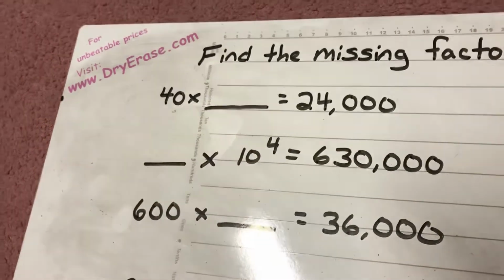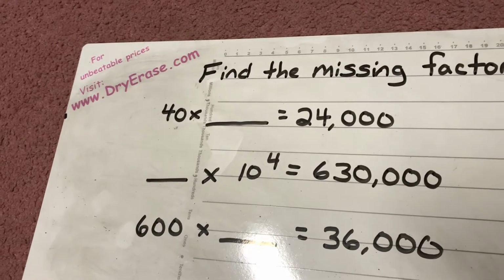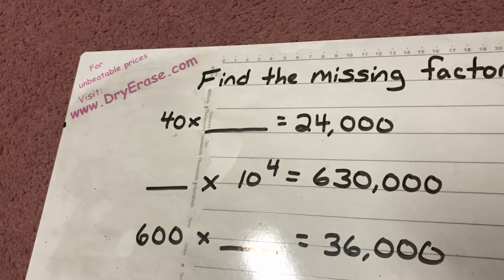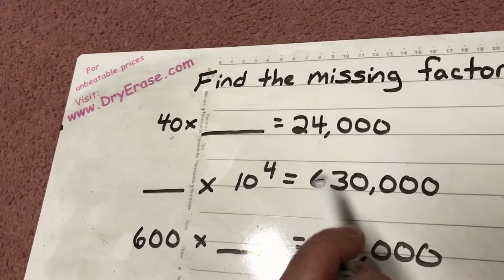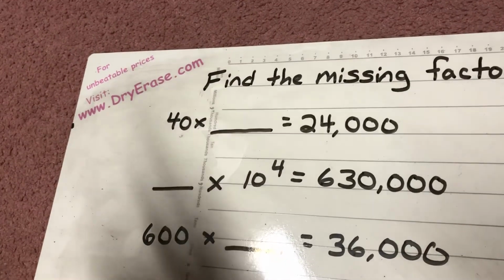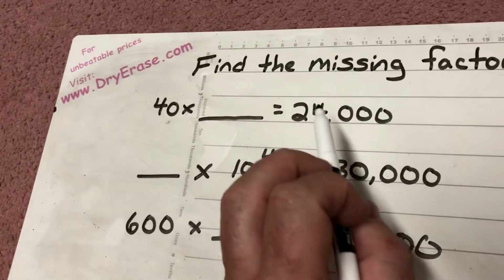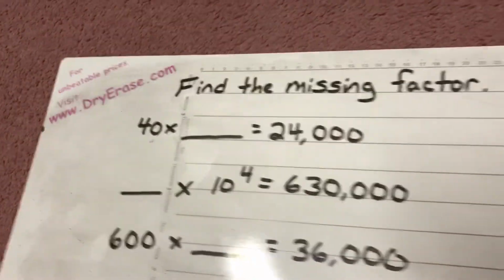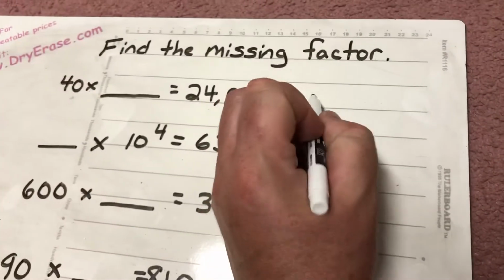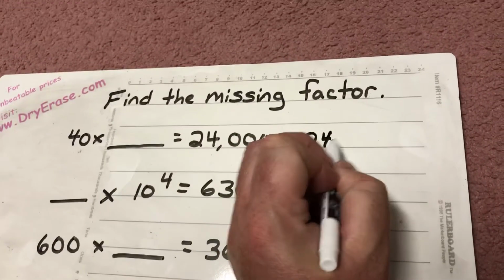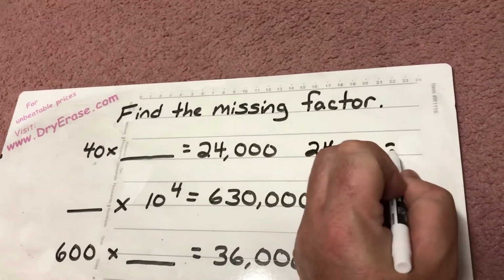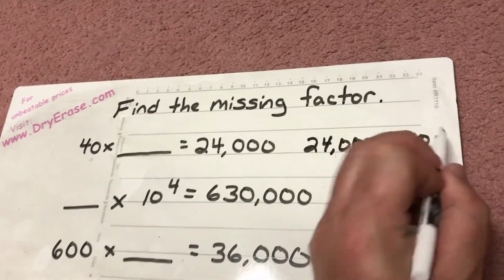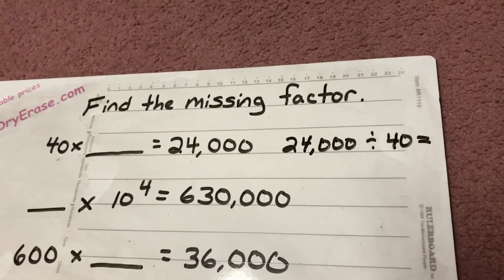It has an equal sign, so we're not talking about expressions anymore. We're talking about equations. You divide. So to solve a multiplication equation, you divide, which means in 40 times something equals 24,000, what I have to do is 24,000 divided by 40. That's the math problem I need to do.